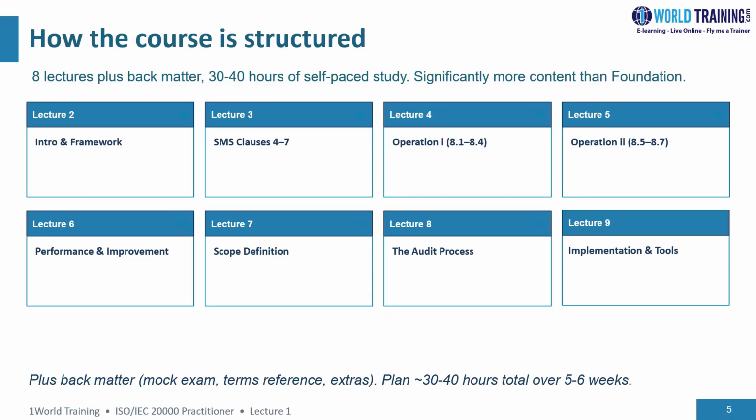And lecture 6 talks about performance evaluation and improvement, which includes clauses 9 and 10: internal audit, management review, service reporting, corrective action, and continual improvement. Lecture 7 is about applicability and scope definition, probably the most consequential lecture for real practitioner work. There are 11 detailed scope scenarios.